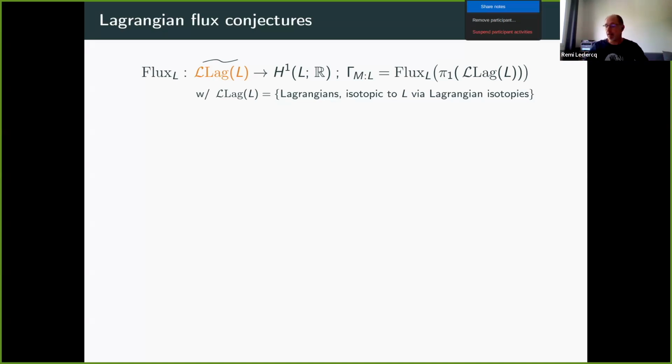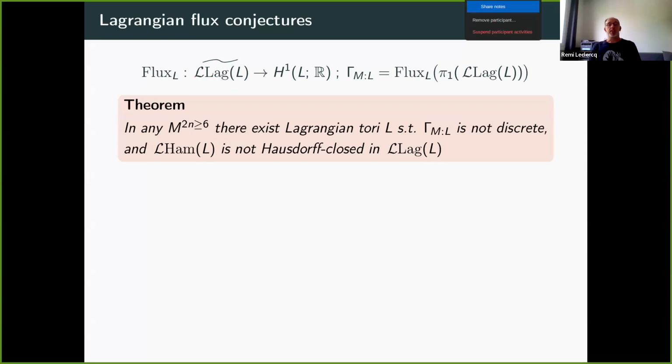Okay, and then the question is, is the Hamiltonian orbit in the symplectic orbit C1 closed, or can we say something on the discreteness of this group? Right, so the second point of the first theorem we proved tells exactly this: that this is not going to work in full generality.